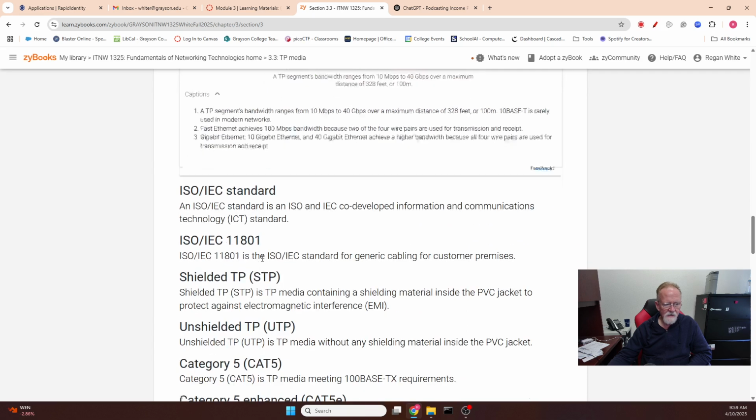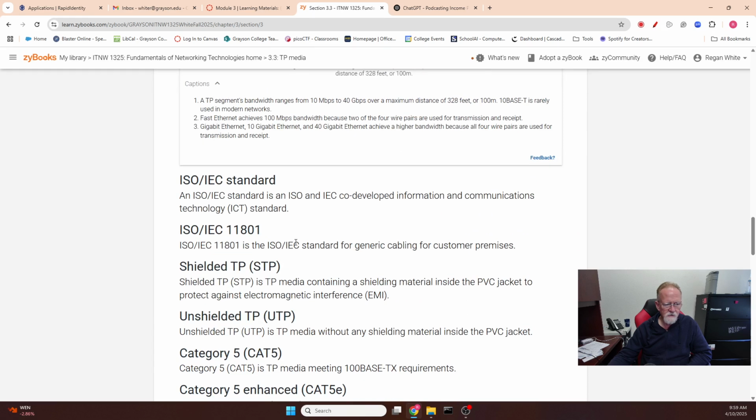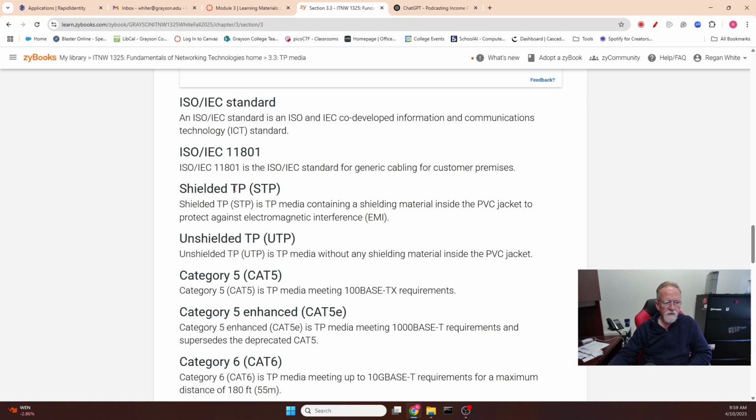ISO, IEC standards. These are just different industrial standards. Shielded twisted pair, STP, means that there is shielding material, usually aluminum foil, inside the insulating jacket to prevent EMI from things like microwave ovens. Anytime you run a networking cable near electronic components, you have the potential to get interference and attenuation. Unshielded twisted pair, this is just straight Cat 5e, Cat 6, whatever.